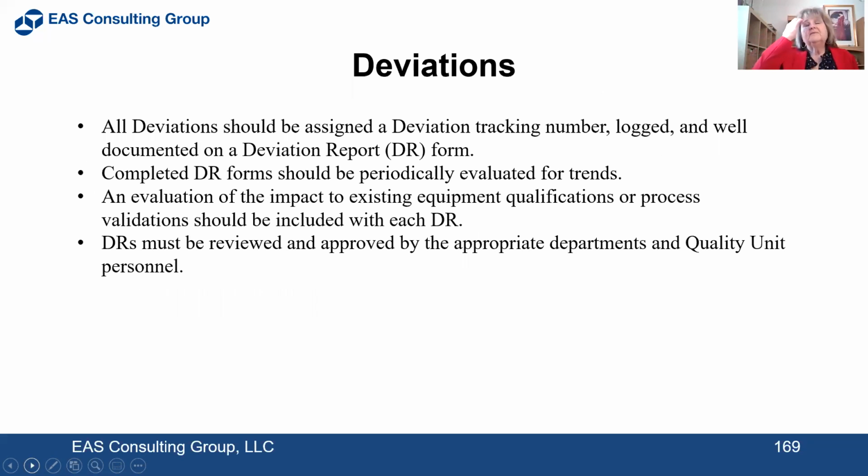All deviations should be assigned a deviation tracking number, logged, and well documented on a deviation report form. Completed deviation report forms should be periodically evaluated for trends. An evaluation of the impact to existing equipment, qualifications, or process validations should be included with each deviation report. Deviation reports must be reviewed and approved by the appropriate department and the quality unit personnel.